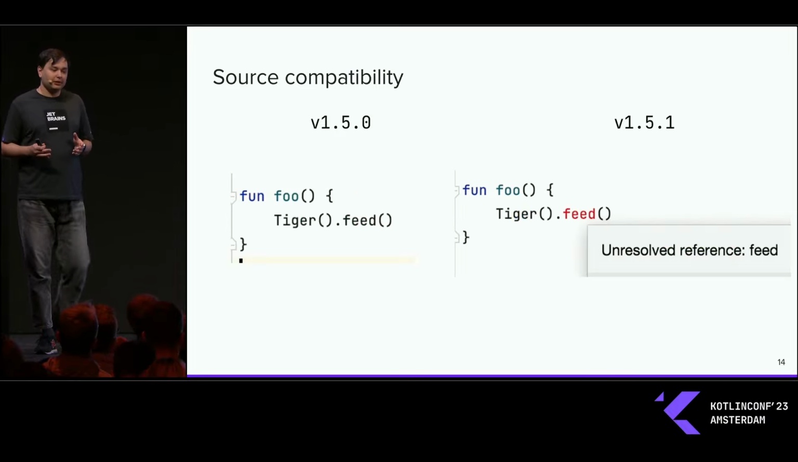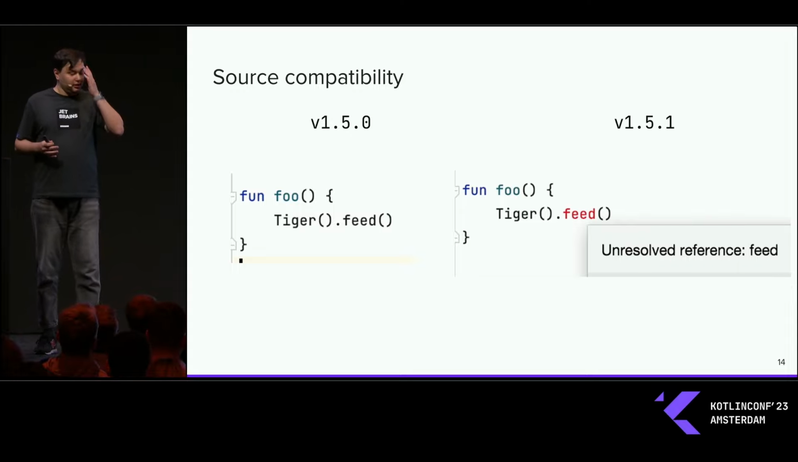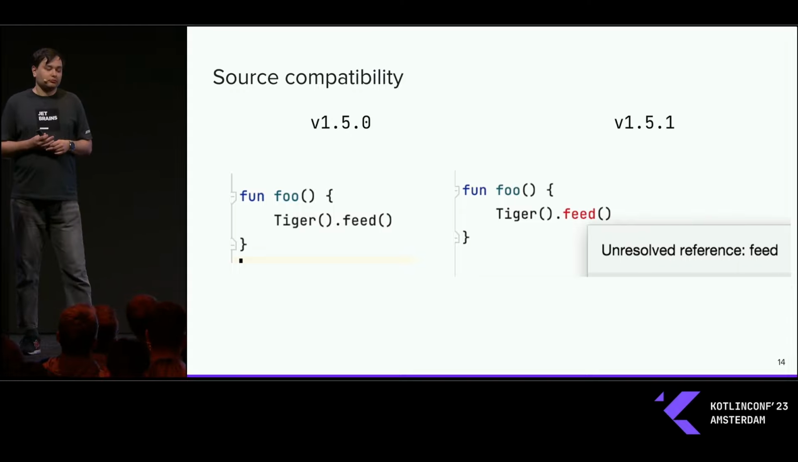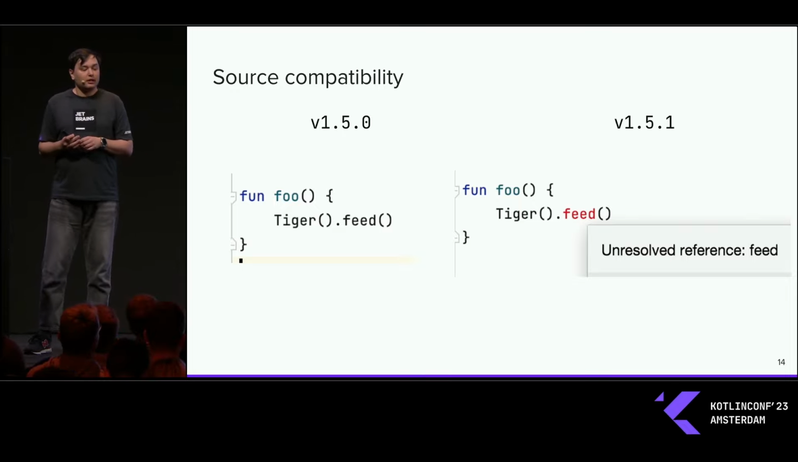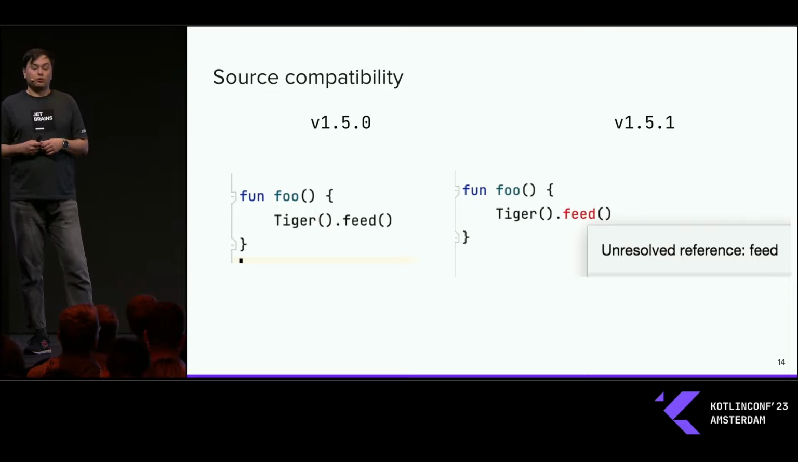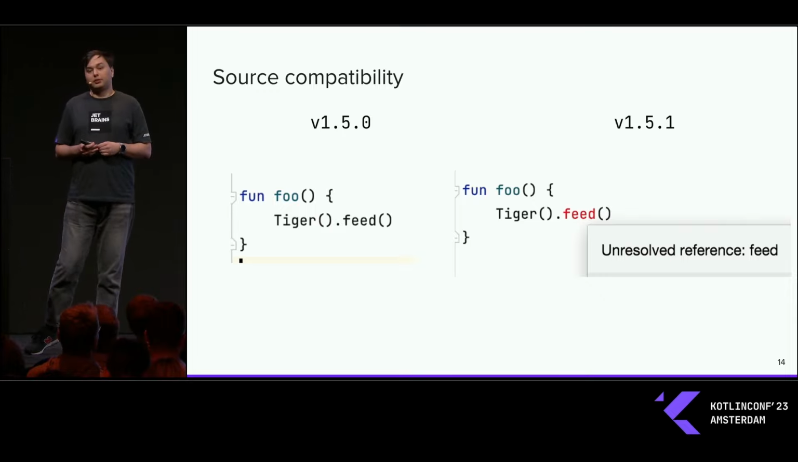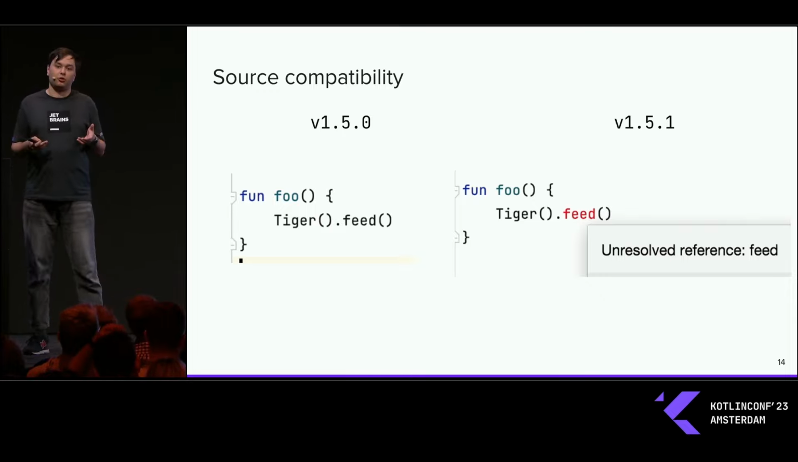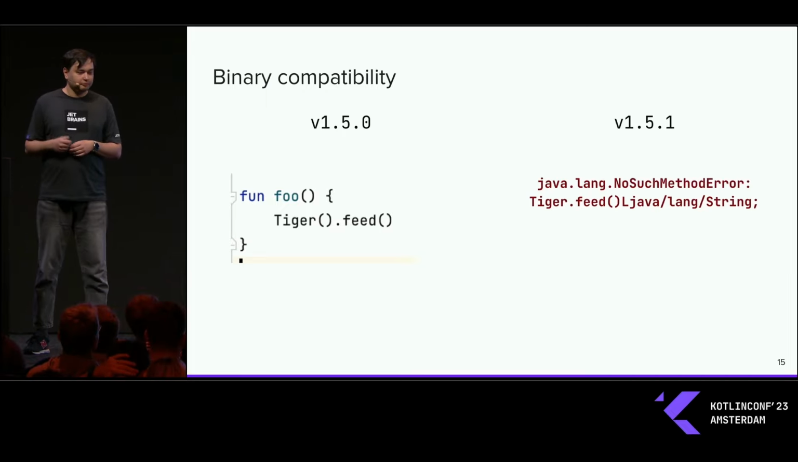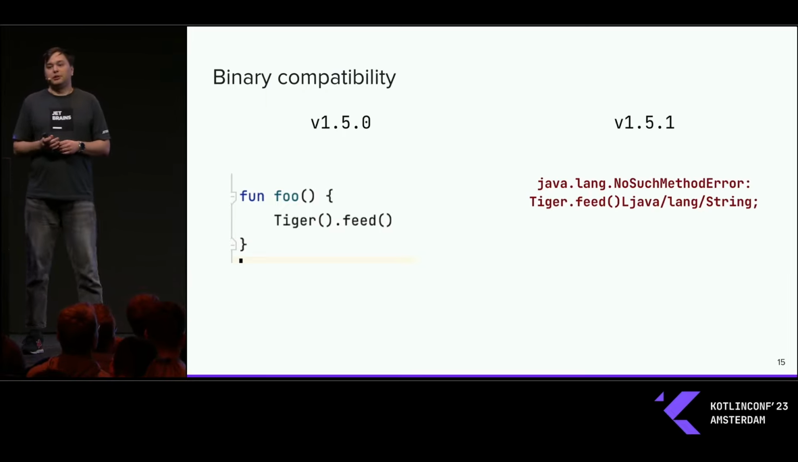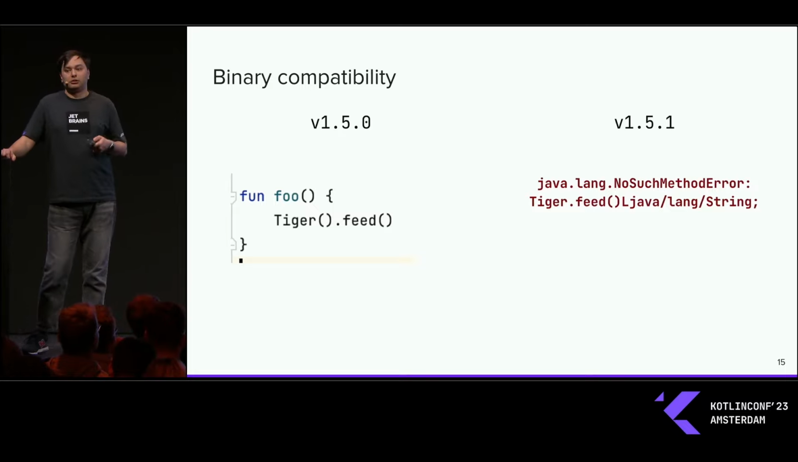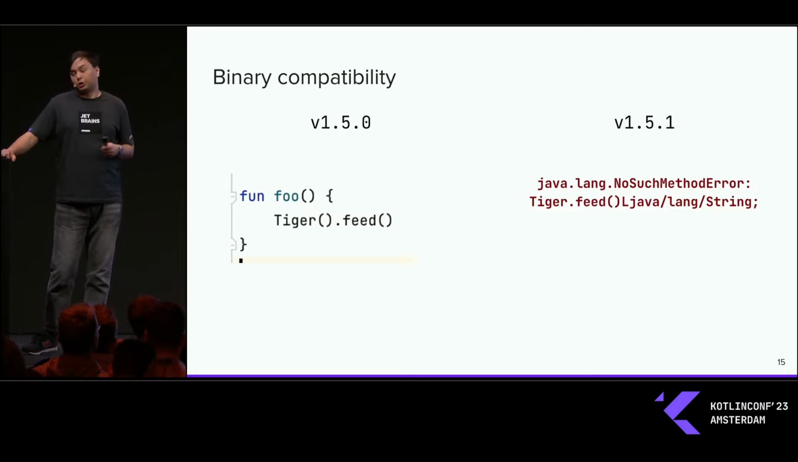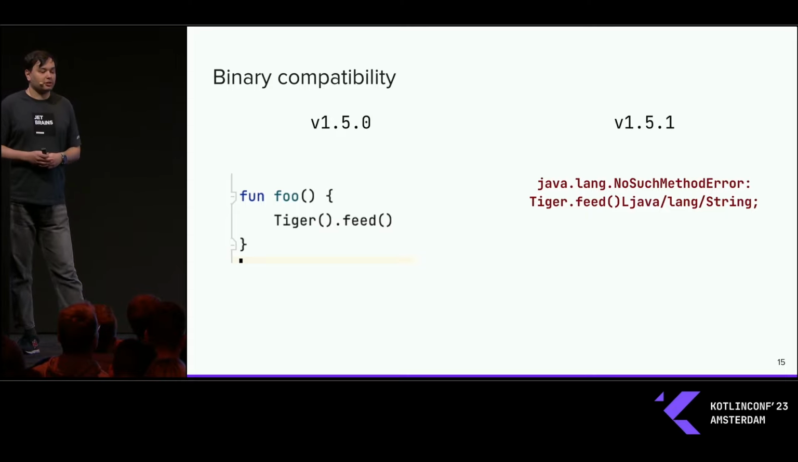Source compatibility is pretty self-explanatory. It is a property where an application developer can compile their code using one version and can no longer do it with a newer version, for example, because of an unresolved reference or other compilation errors. And binary compatibility is when the application can no longer run using the new version of a library, and you might get some strange errors.